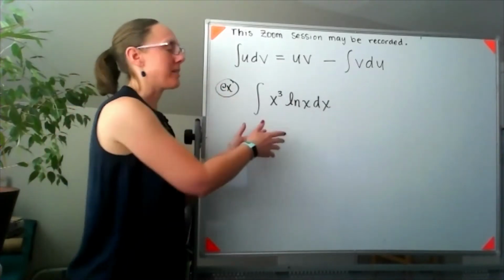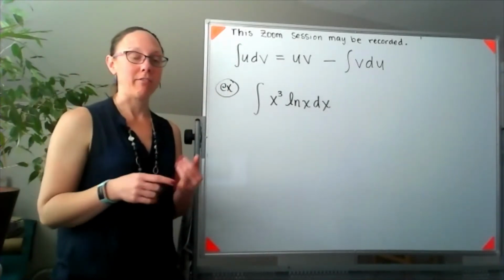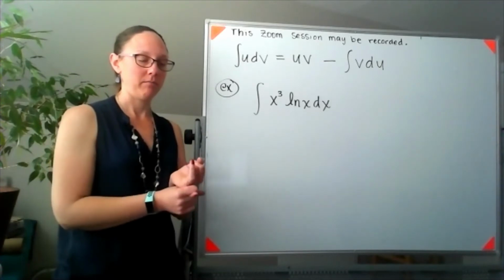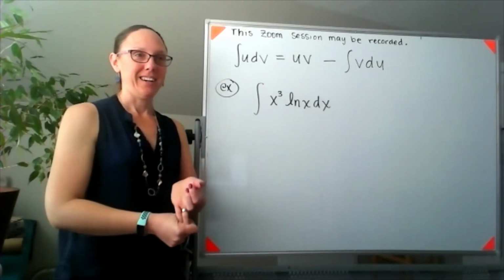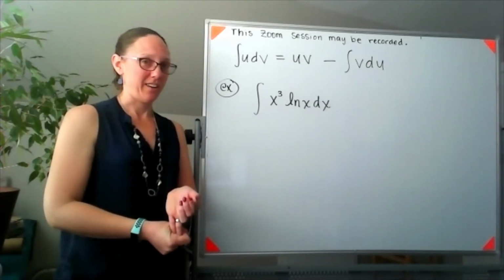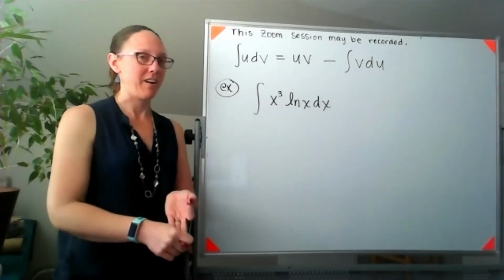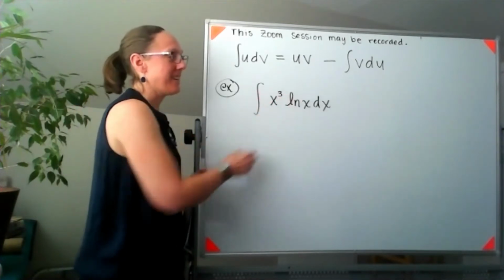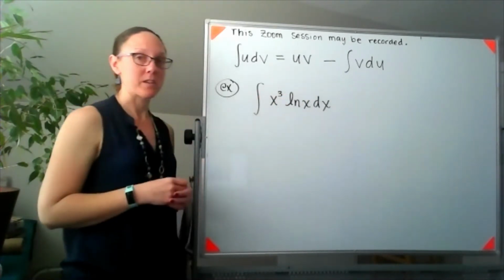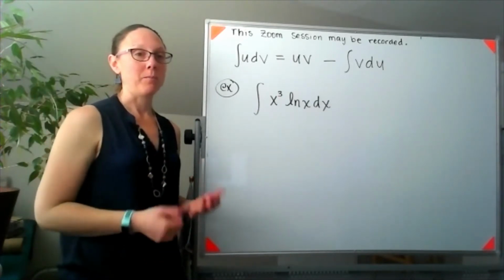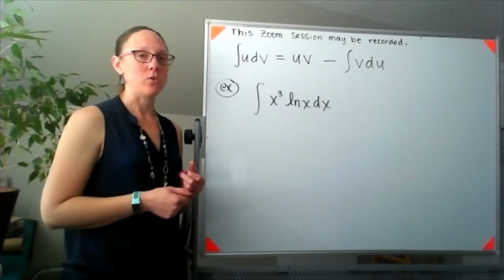So when I walk up to this problem, I'm thinking to myself, is it just algebra? Is it trig? Or is it a mixture of stuff? This is a mixture of things. It's a mixture of algebra and logarithms. If it's a mixture problem, I'm going to try u substitution first.